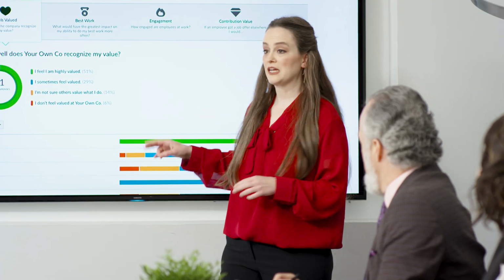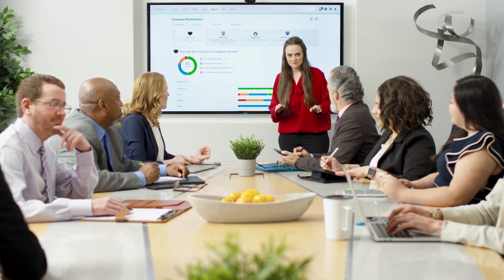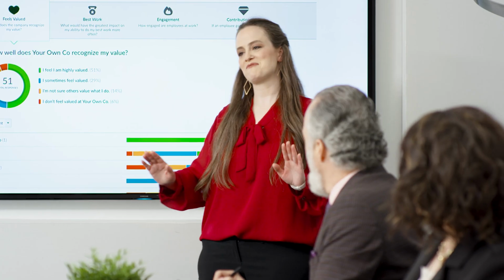And when you're able to analyze HR data instead of just compiling it, you can be proactive instead of reactive and turn HR into the confident strategic resource it was always meant to be.